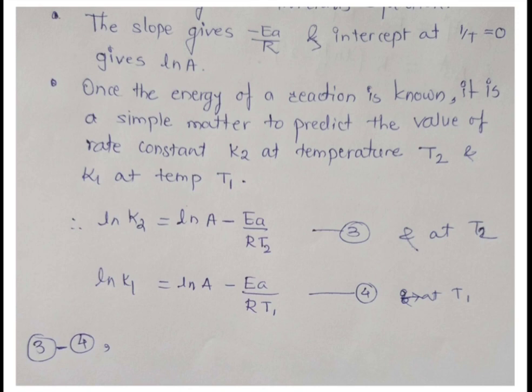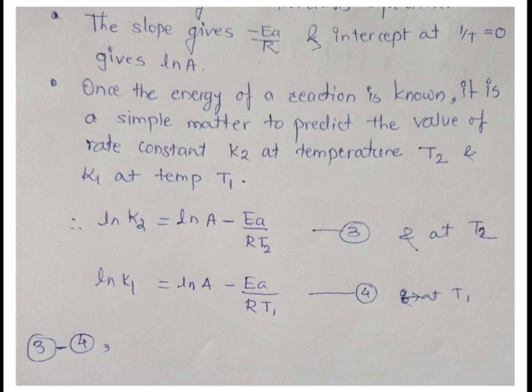When there are two temperatures and we are going to find the rate constants k1 and k2 at different temperatures, that means simply when we increase the temperature, whether the rate will increase or decrease can be studied easily.